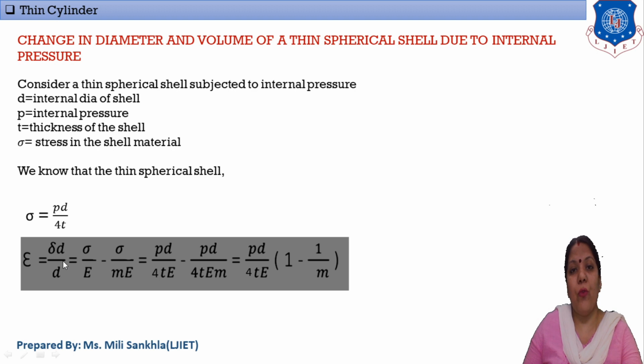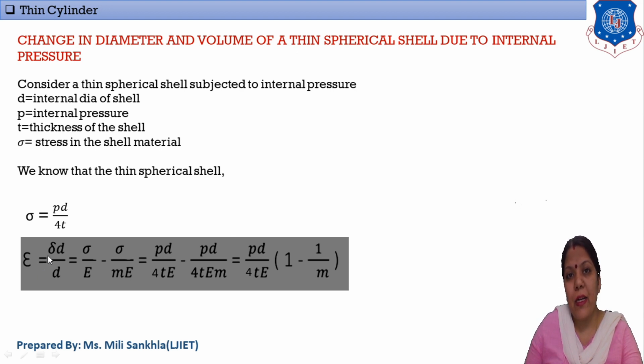Okay, now here we write down strain induced in the spherical vessel. Only one dimension is in a sphere, that means strain depends on this dimension and that is diameter. Now strain is equal to change in dimension divided by original dimension.